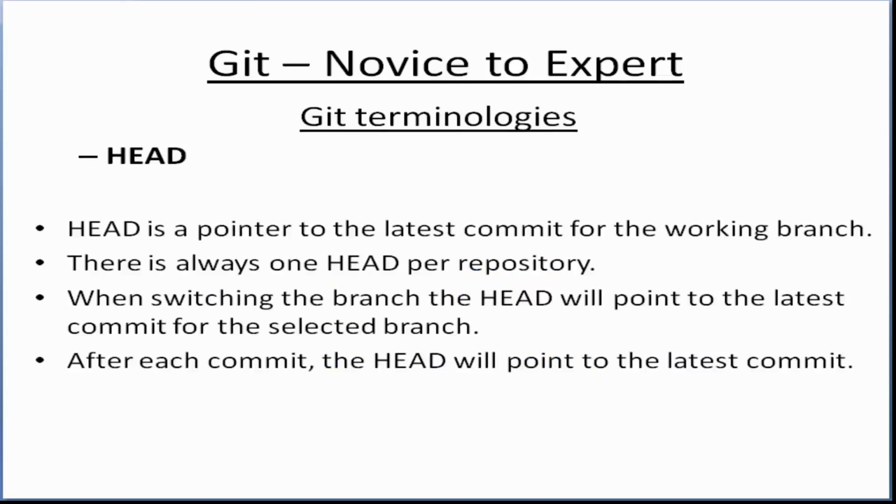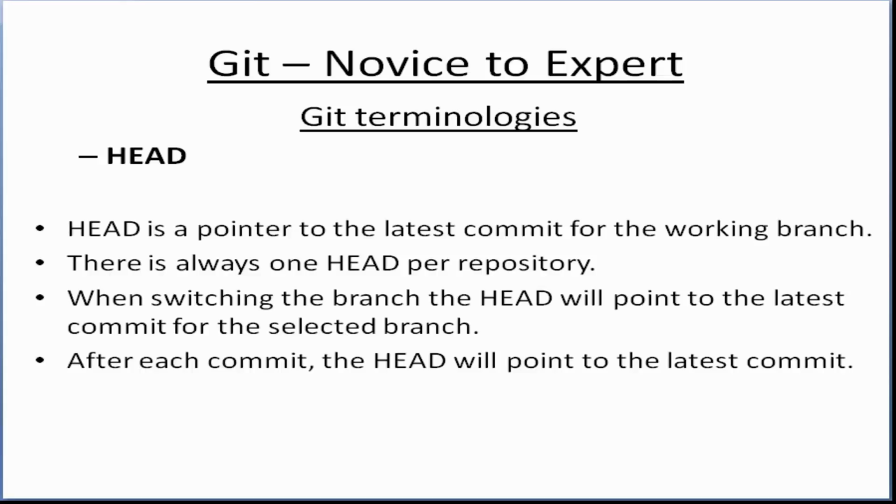Now we shall see what a head is. A head is just a logical pointer to the last commit of the working branch. By convention, head is written in capital letters. There will be only one head per repository, and when we switch between branches, the head will be pointing to the latest commit of the selected branch.